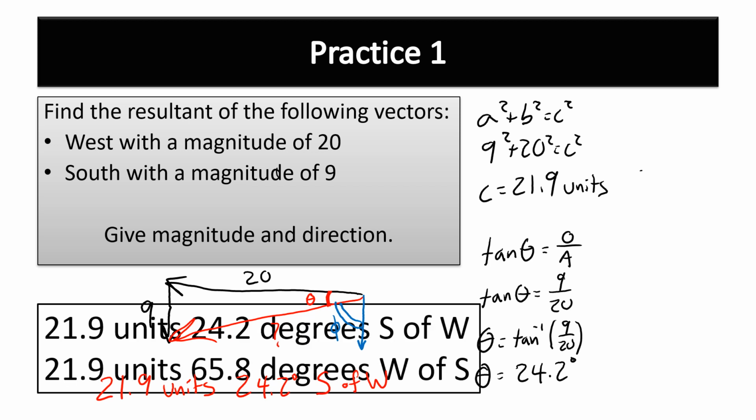Oh, I have it right there. I forgot I put it there. Okay, so if you did the west of south, it's not wrong. Okay, if you got an answer of 65.8 degrees, just as long as you said west of south, you would be totally correct. You're just naming the angle differently, but it's still correct.